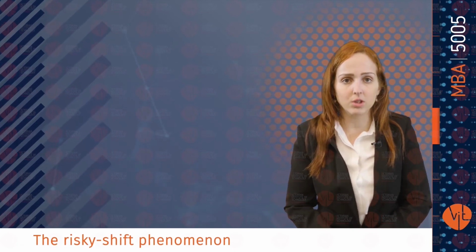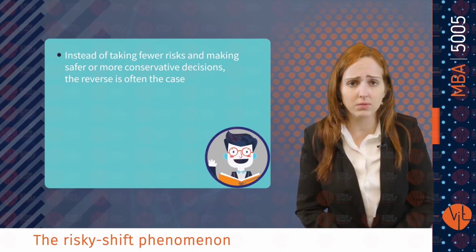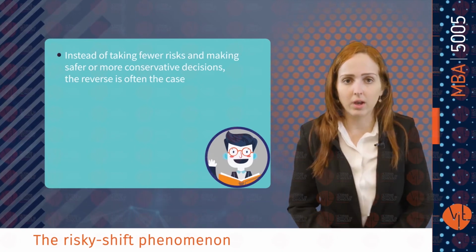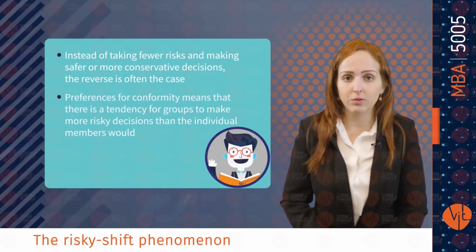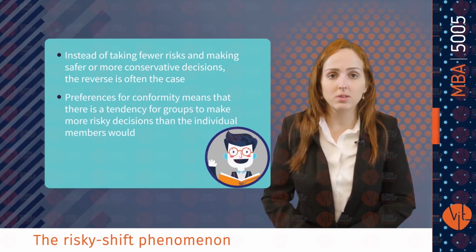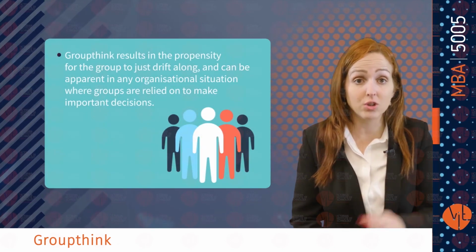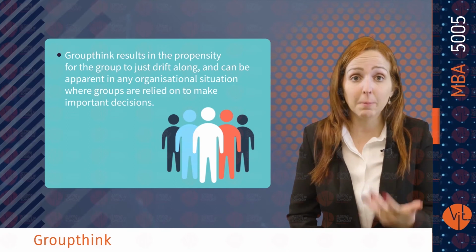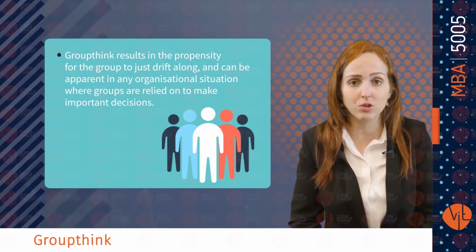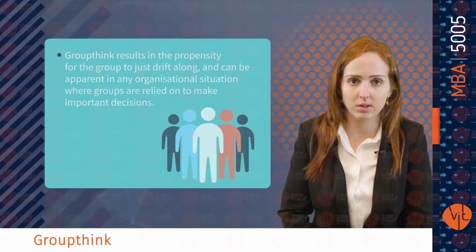So then we have the risky shift phenomenon. Instead of taking fewer risks and making safer or more conservative decisions, the reverse is often the case. So we have preferences for conformity, which means that there is a tendency for groups to make more risky decisions than the individual members would. So then we come to the concept of groupthink. Groupthink results in the propensity for the group to just drift along and can be apparent in any organisational situation where groups are relied on to make important decisions for the benefit of the organisation.